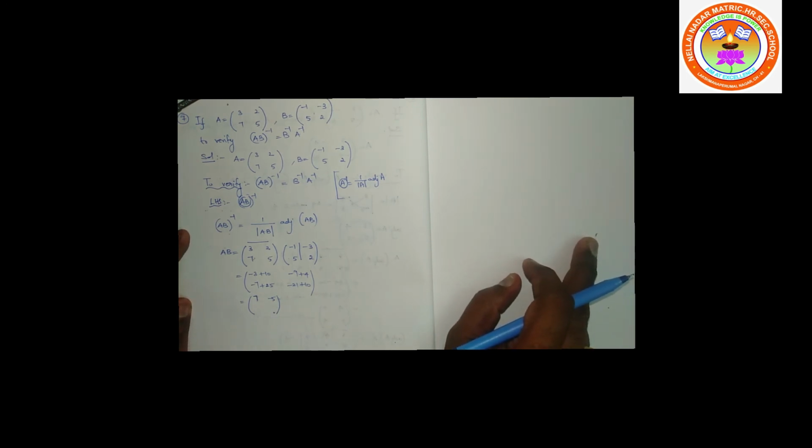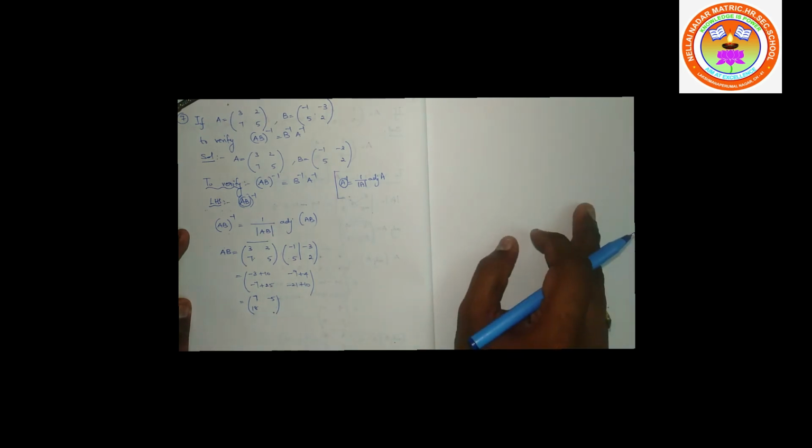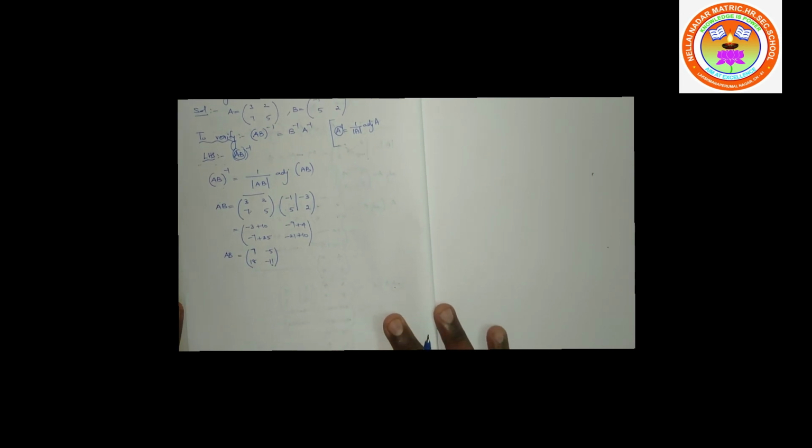So the AB answer is -3 plus 10, which gives 7. -9 plus 4 gives us -5. -7 plus 25 gives us plus 18. -21 plus 10 gives us -11. This is AB. After finding AB, I need to find the determinant of AB.